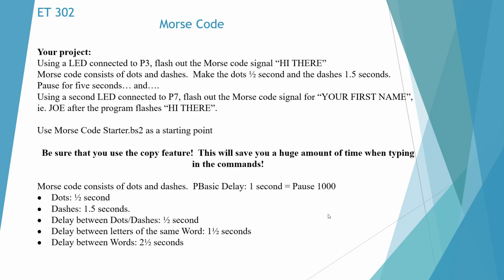Okay, we're going to write some Morse code. And we're going to start with our Morse code starter program. We're going to write "hi there" on one of the LEDs, and we're going to use the other LED for your first name.